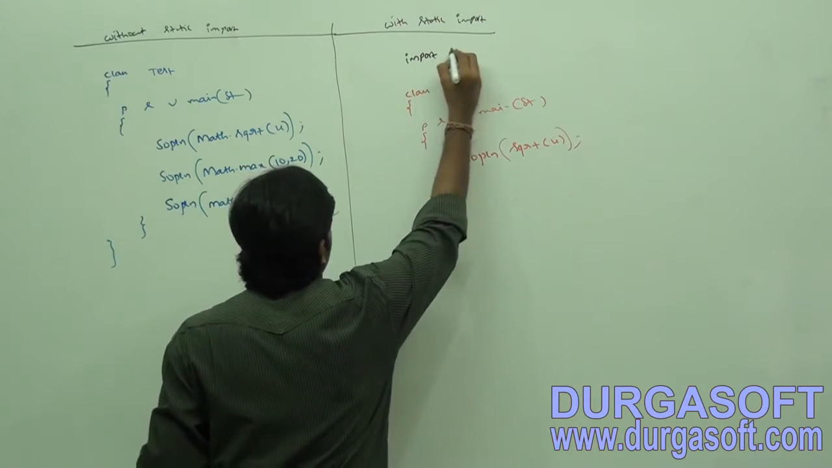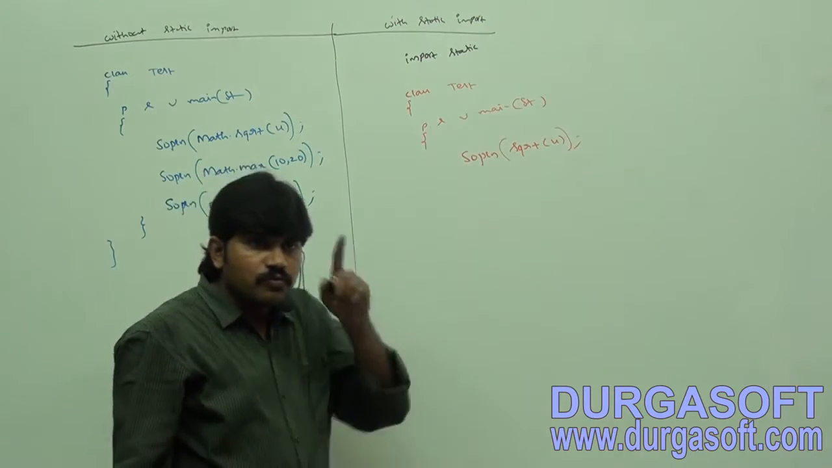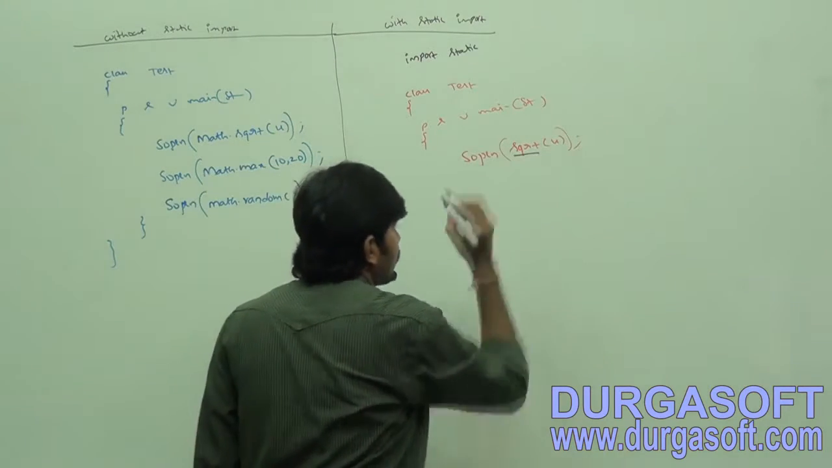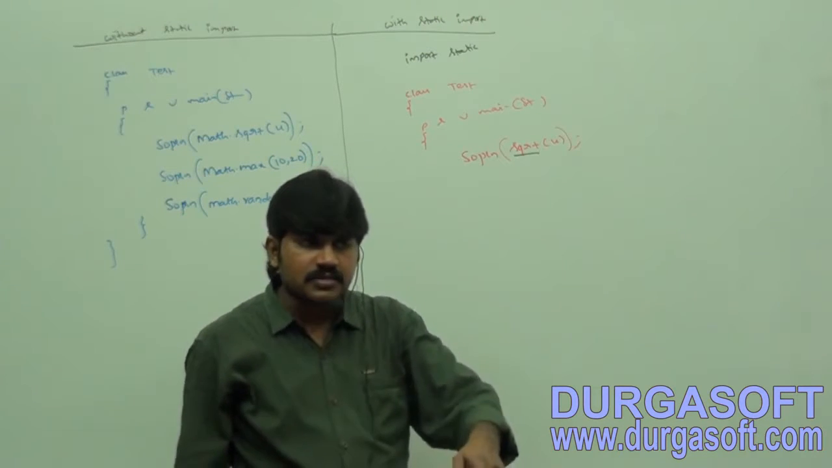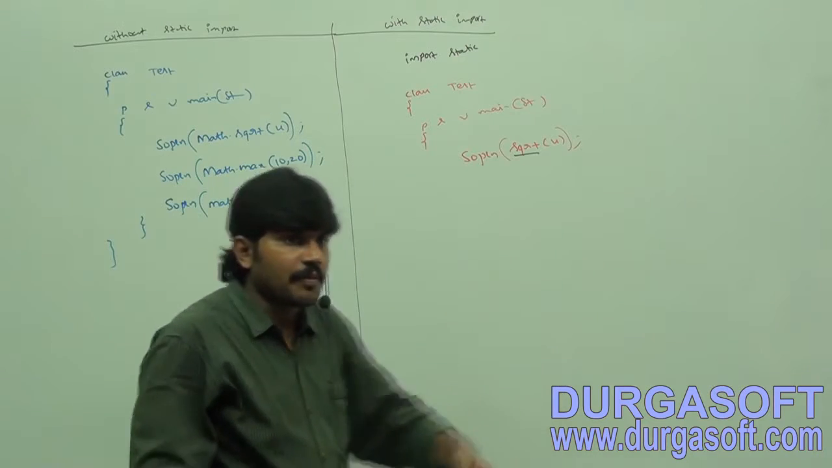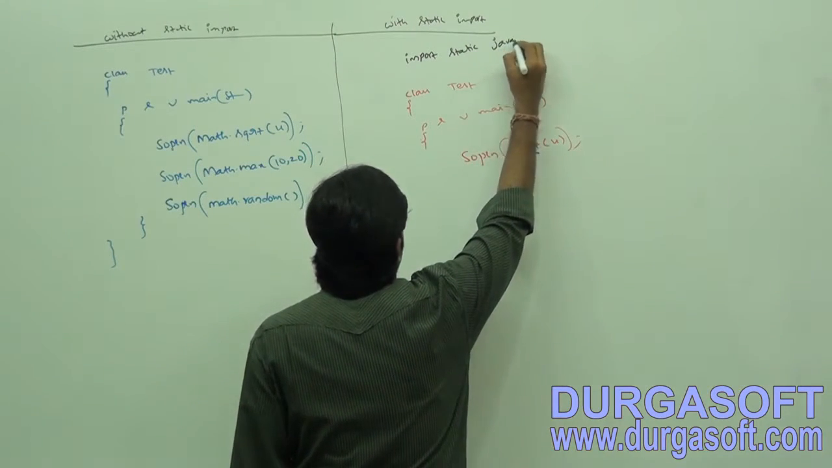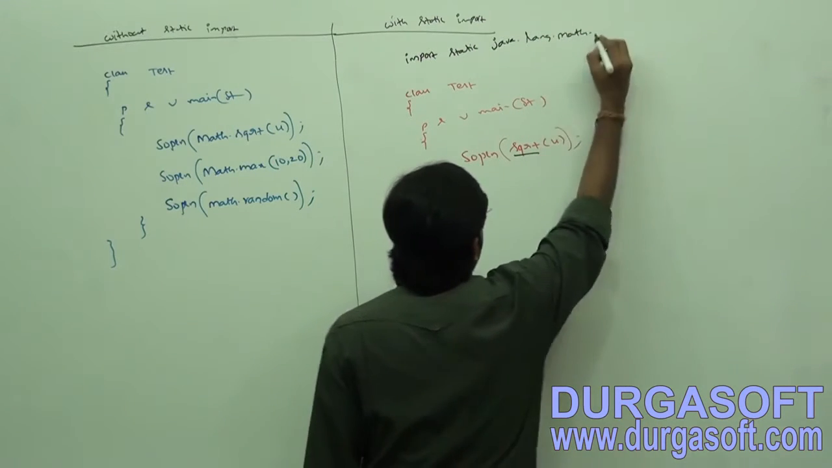Import static. Which static member do you want to import? The sqrt static member. In which class is the sqrt static member present? Math class. In which package is Math present? java.lang package. That's why import static java.lang.Math.sqrt.